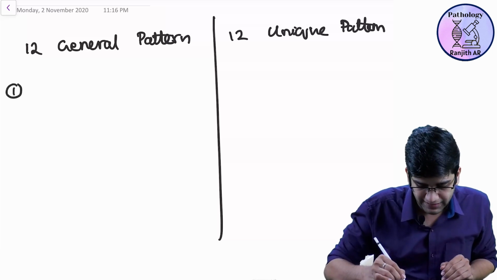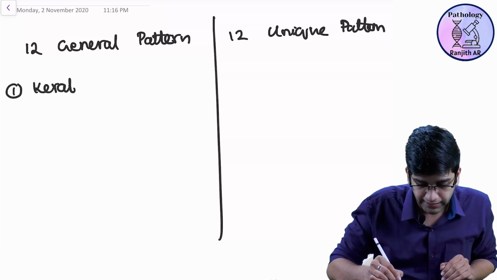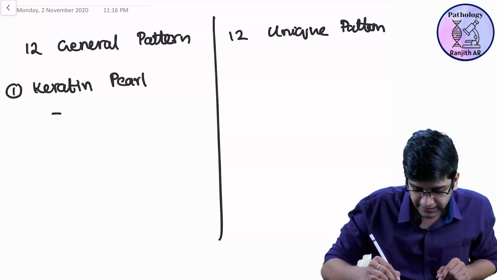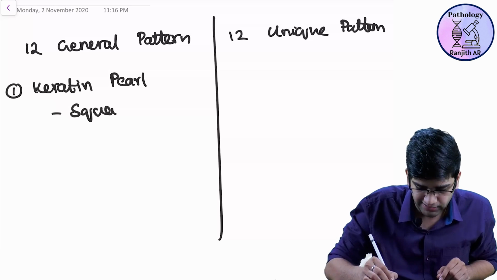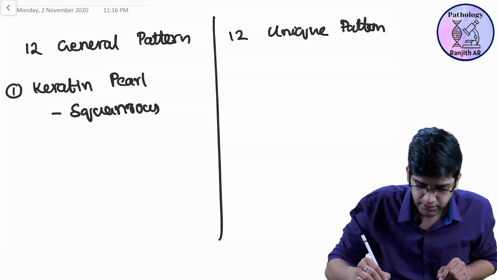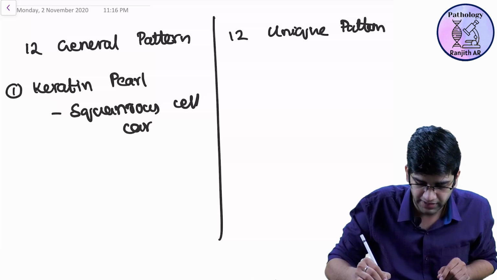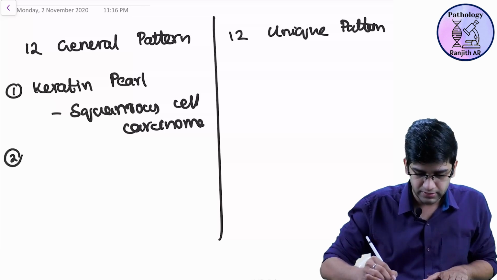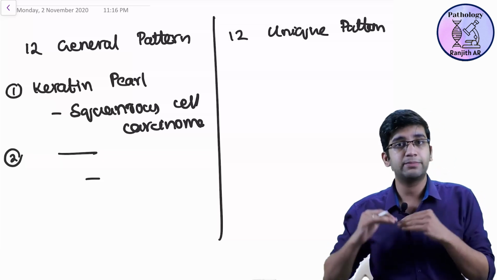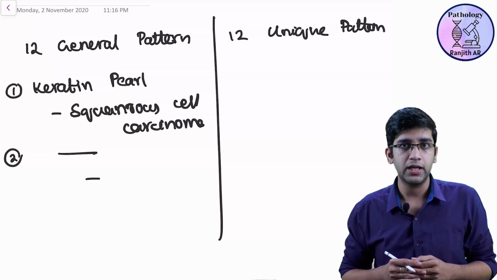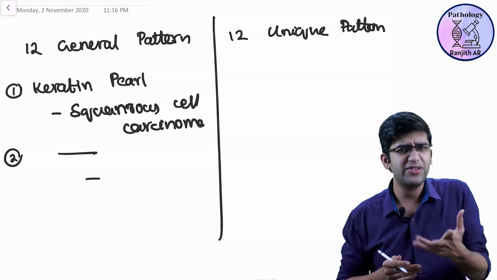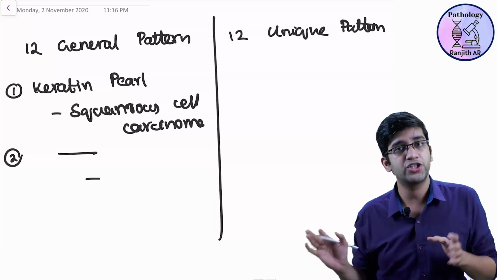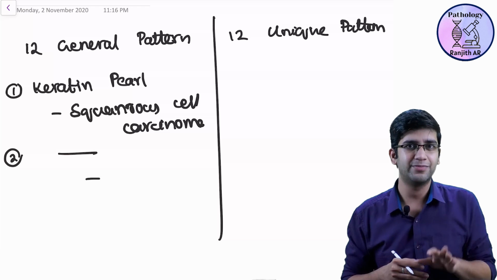For example, the first pattern will be keratin pearl. Write keratin pearl like this at the top, and below that write that it is seen in squamous cell carcinomas, from head to foot. This is what I'll say, and I want you to write like this. Then the second pattern below, then the third pattern: what is the pattern and where do you see it? I want you to write fast. It's a video, so if you feel I am going fast, hit the pause button, write down the conditions, then go to the next one.